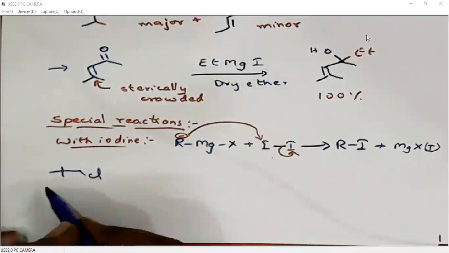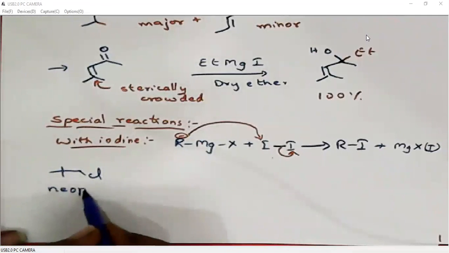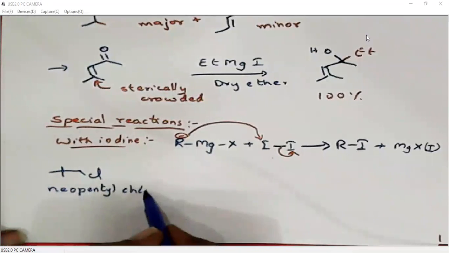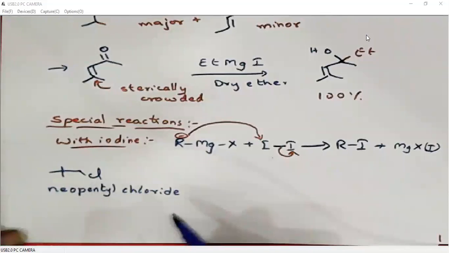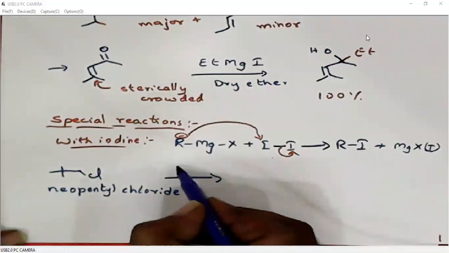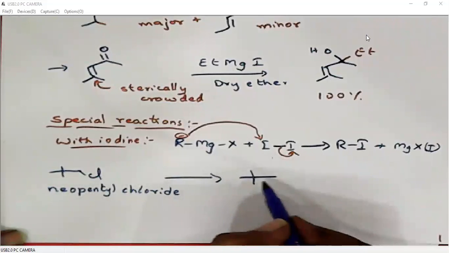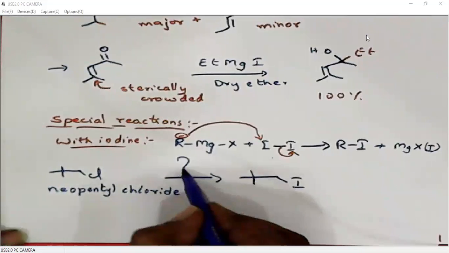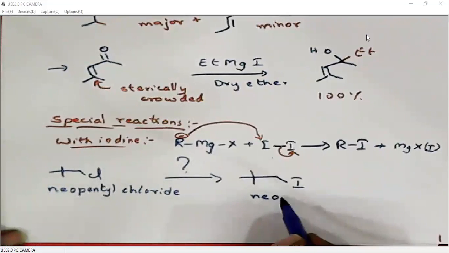This is called neopentyl iodide. Now, how do we convert it to neopentyl iodide? You provide the reagents.